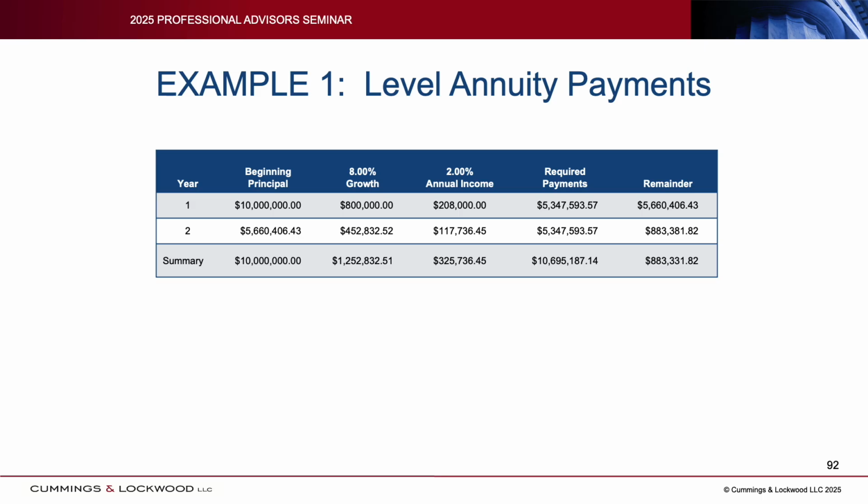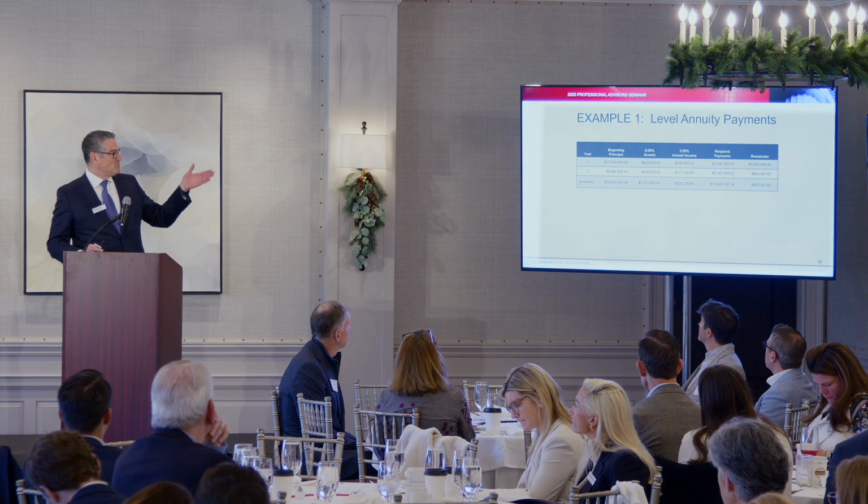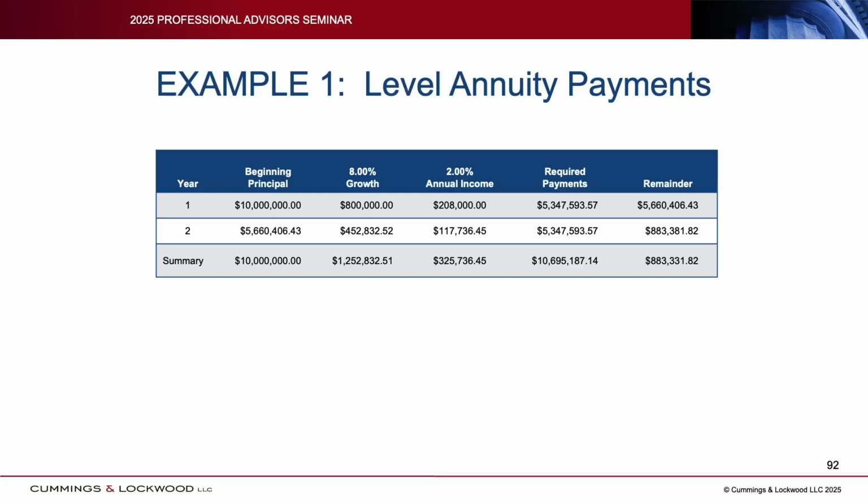Apologies for the size of the type. I don't know if people can see that, but you have the slides in your materials. One of the things that you see here, this is a basic example because the annuity payments remain level. So you put $10 million in, I've got 10% total return, it's split 8% growth, 2% income. The required payments are $5,347,000 a year.